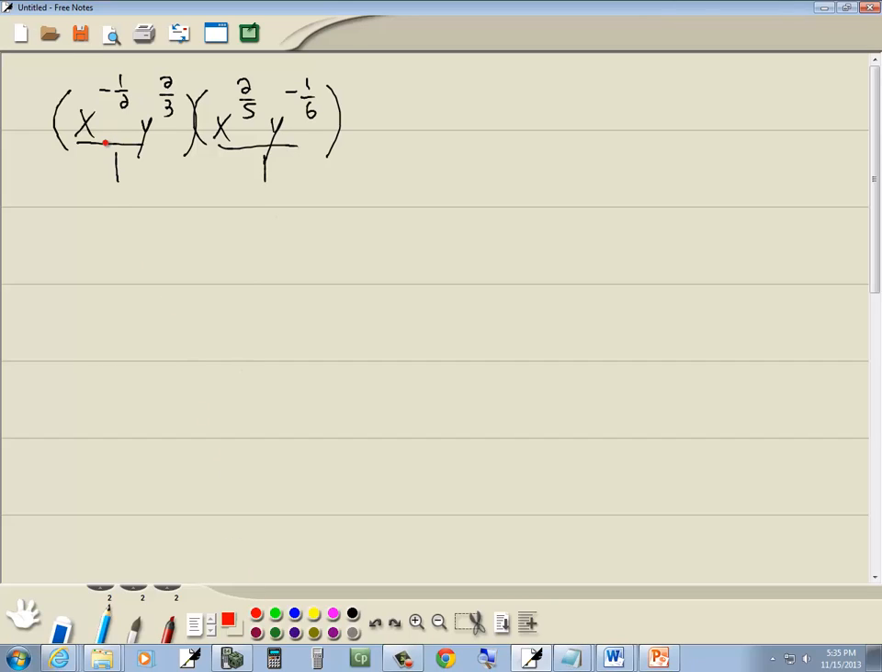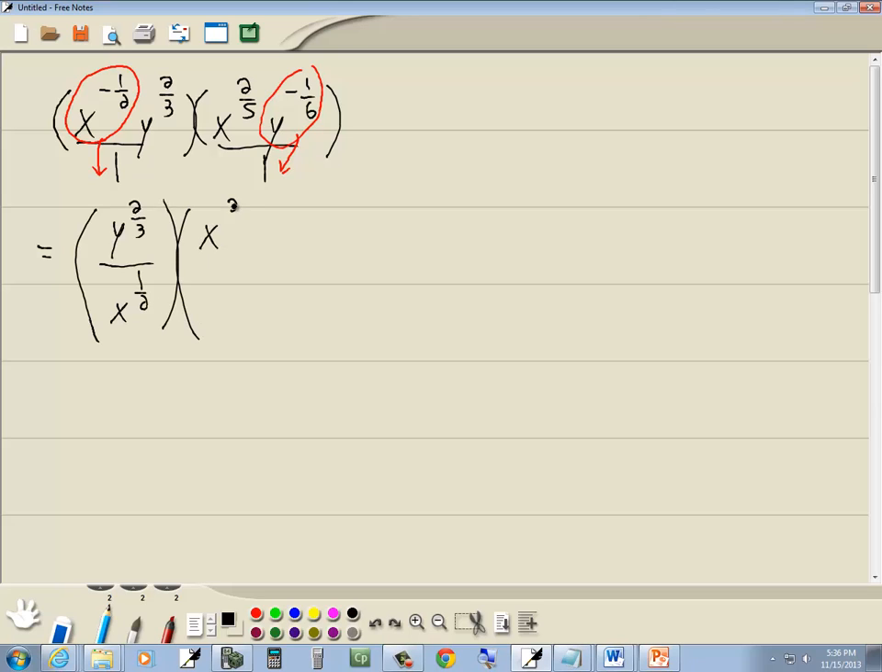Now we're going to take the part with the negative exponent opposite where it's at in a fraction. So the x to the negative 1/2 I'll take down below. The y to the negative 1/6 we'll take down below. So this becomes y to the 2/3 over x to the 1/2, and over here it'll be x to the 2/5 over y to the 1/6. Again, when you move anything opposite where it's at in a fraction, the sign of the exponent changes.